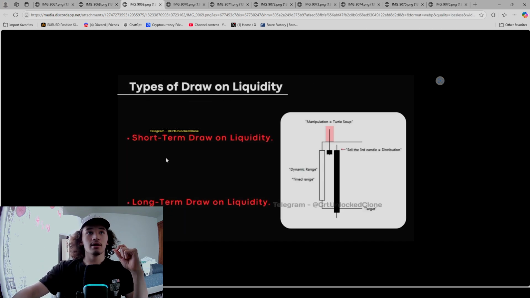For the next PDF, there are two types of drawn liquidity: a short-term and a long-term. We're talking about the short-term in this specific chapter. The next chapter is going to cover the long-term drawn liquidity. Eventually, it's going to cover everything that we learned and implement it in the live market data.